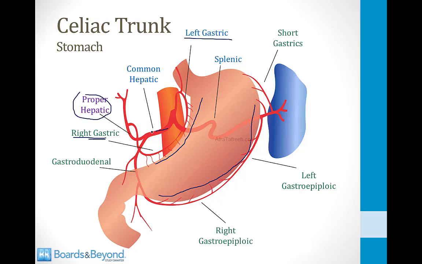The common hepatic artery branches to give off the proper hepatic heading up towards the liver, and the gastroduodenal artery heading downwards, and the proper hepatic usually gives off the right gastric artery. On the other side of the stomach, we have the greater curvature. That is supplied by the left and right gastroepiploic arteries. The left gastroepiploic is a branch off the splenic artery, as shown here. The right gastroepiploic comes off the gastroduodenal artery.